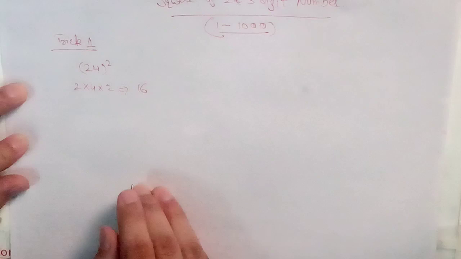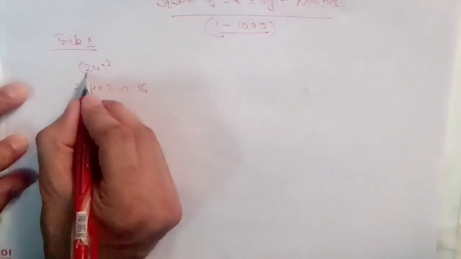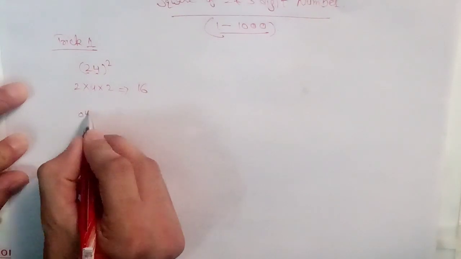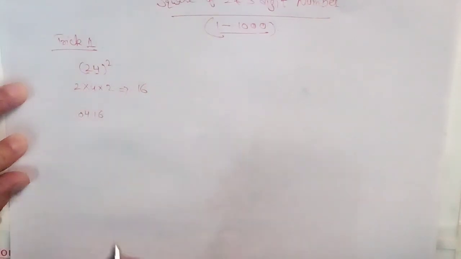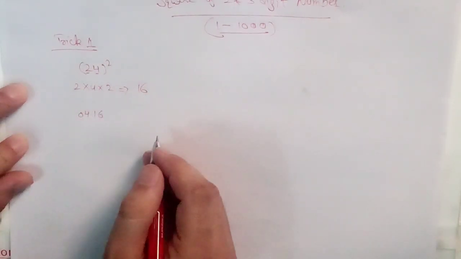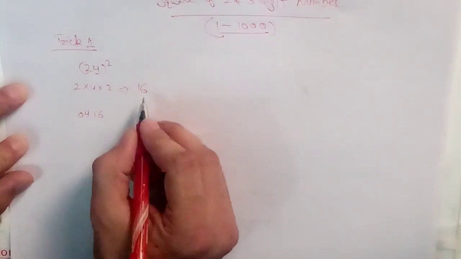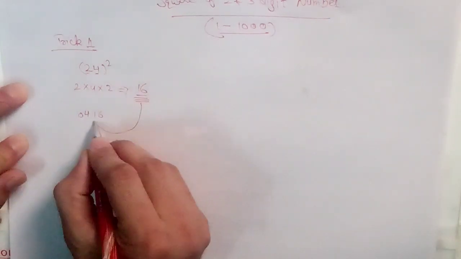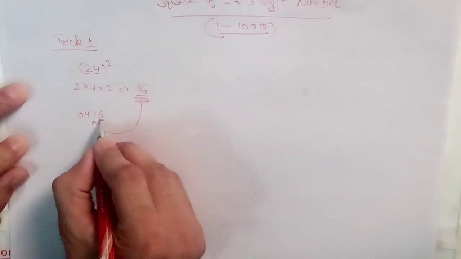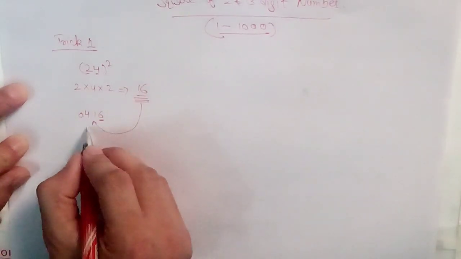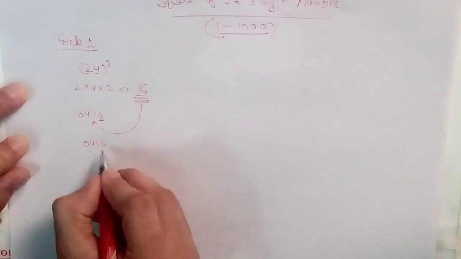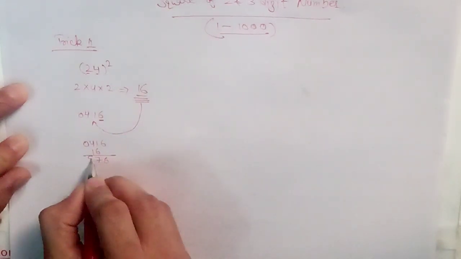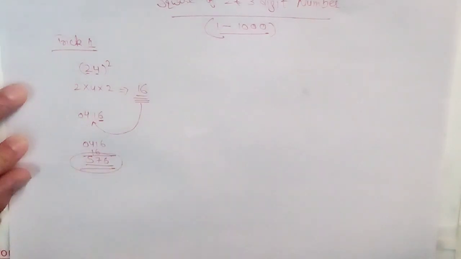Okay, very easy. Now you have to write the square of each number separately. Okay, 2 square is 4, 4 square is 16. Okay, and you need to add this number into this, leaving only one digit behind. Okay, which is 04, 16 plus 16 will give you the square of this number.